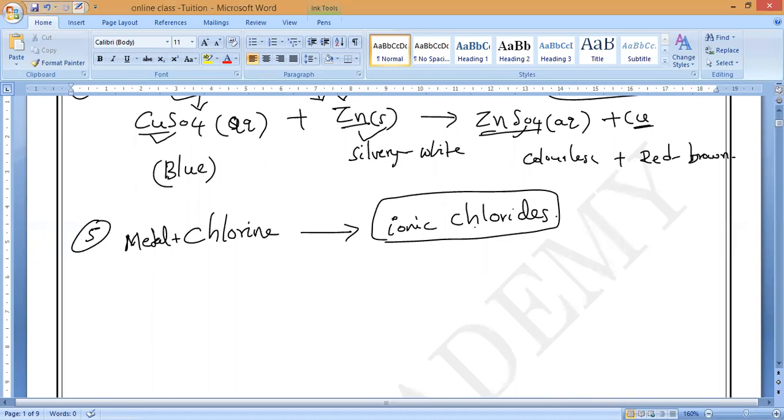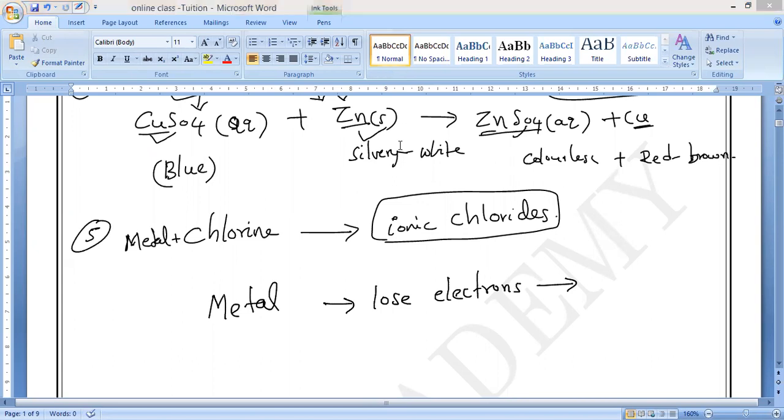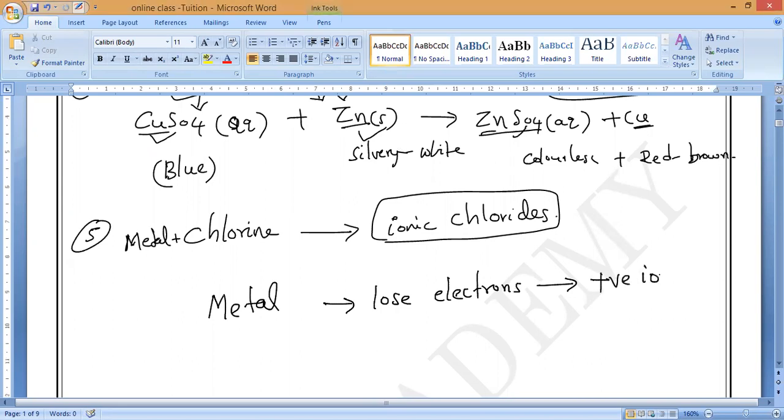That is what we should call ionic chlorides. So that is what you should remember. Here in this metal, if you observe very carefully, this metal will lose electrons. What will happen, guys? This metal will lose electrons, and losing electrons, what will it turn into? It will turn into a positive ion. You understand? Positive ion.